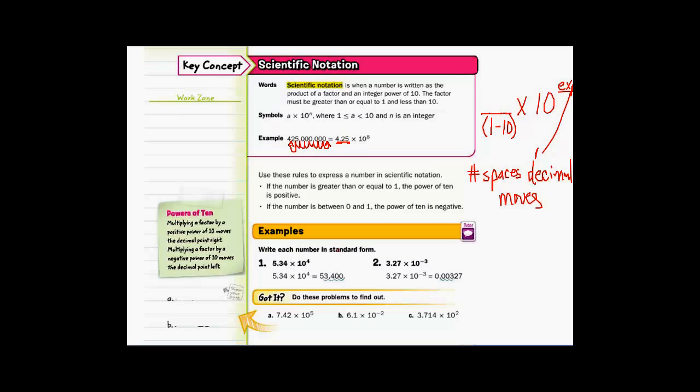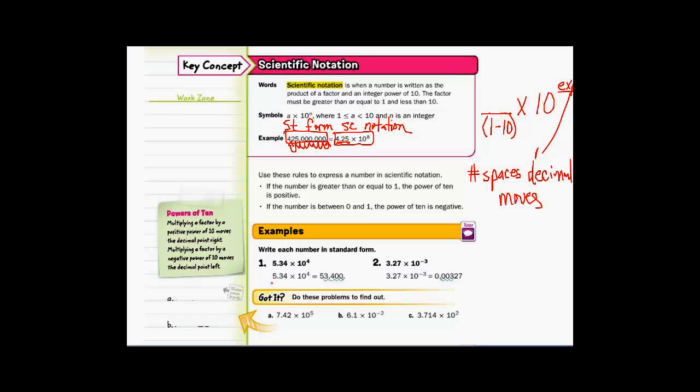It says write each number in standard form. Now, standard form is just the normal type number that you would normally see. So we have standard form, and then we have scientific notation. You're going to have to go back and forth in this lesson between the two. So standard form is just a regular number. Scientific notation is a number between 1 and 10 times 10 to an exponent. So right now they're given to you in scientific notation, and you have to make it in standard form.